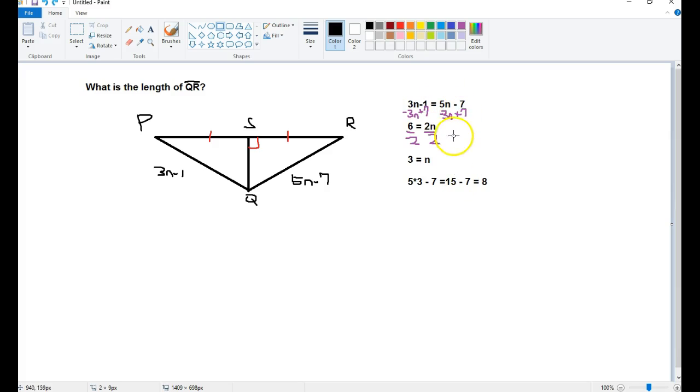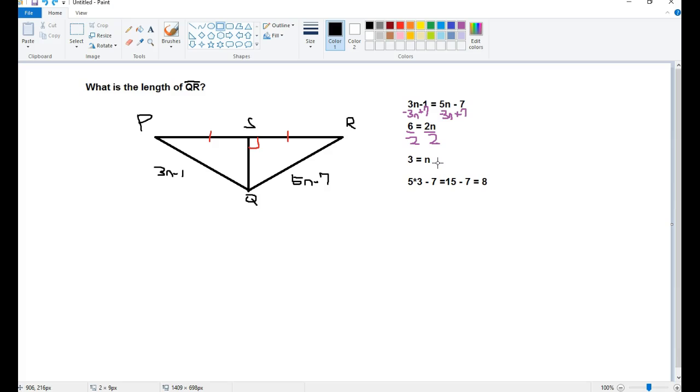So from here, 3n minus 1 equals 5n minus 7. I'm going to add 7 on both sides, and I'm going to subtract 3 on both sides. Then I'm going to divide by 2, and then my final answer will be that n is equal to 3.